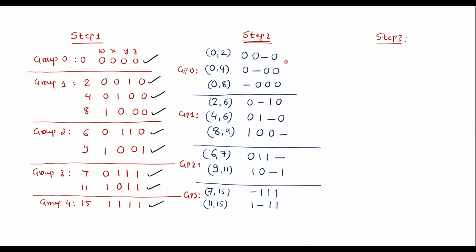Now let me compare 0, 2 and 4, 6. So here we can see that 0 0 dash 0, here we have 0 1 dash 0. So here we have dash, here we have dash, 0 0 is same. So it differs by this bit. So let me write it as 0, 2, 4, 6. Now let me write the number, that is 0 dash. So already there is a dash and next number is 0. Similarly, compare 0, 2 with 8, 9. So it is more than 1 bit, should ignore it.